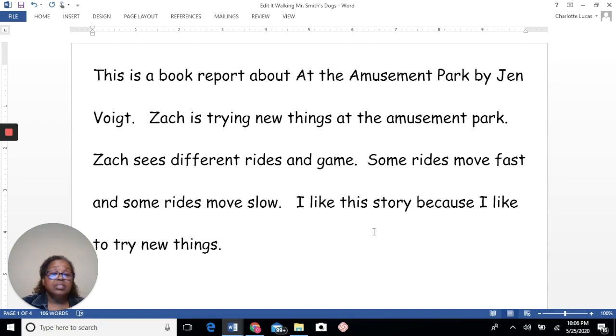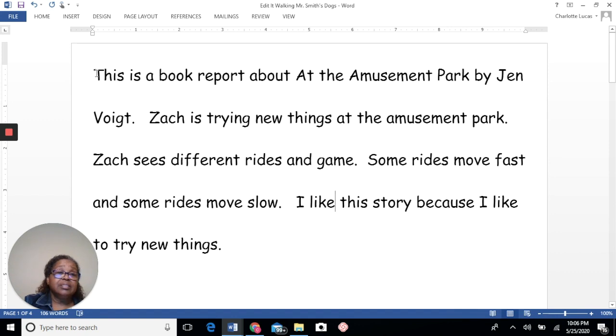One of the first things that we do when we're writing a paragraph, how do we know that this is a paragraph and not the middle of another paragraph? How do we know that this is a paragraph? What must we do? All paragraphs are indented. Excellent.